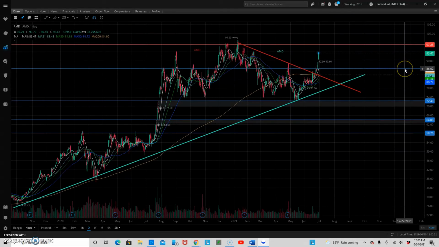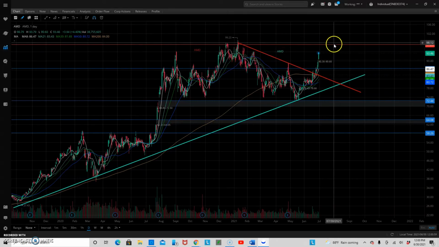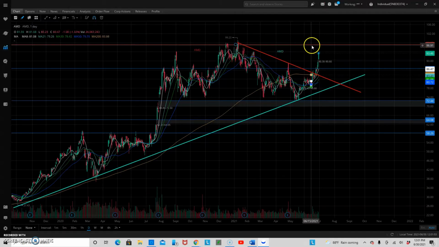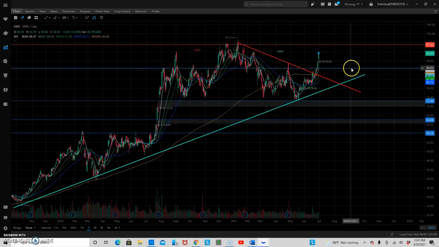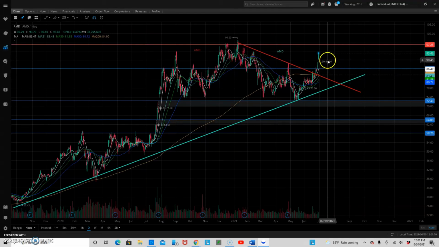Continue to hold, maybe add in on a pullback or two. Again, we have our support right here around $86 and around 80 cents here. So, continue to watch that. If it does get rejected again off of this resistance here, I would wait till you get back around this area, to load up more.